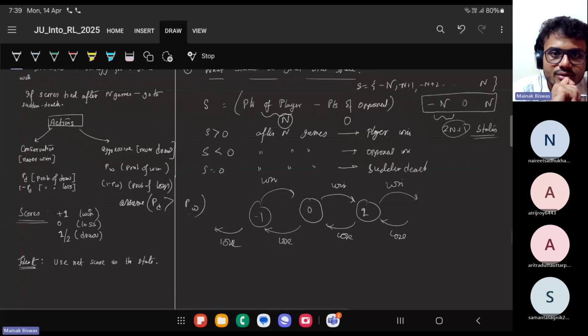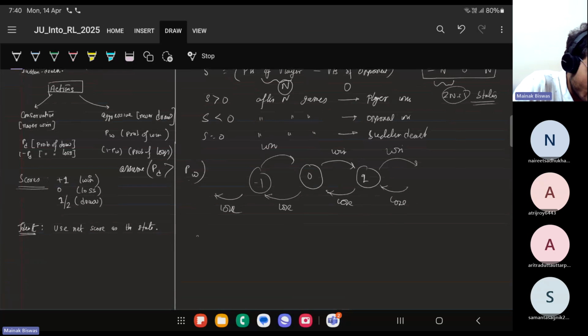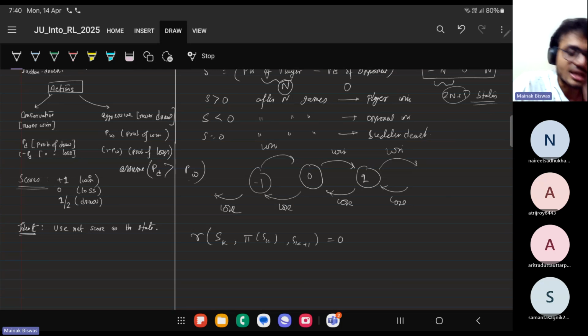If it is less, it means that the points of the player are less than the points of the opponent and you have lost. If it is 0, you go to sudden death. Okay. So now first tell me what would be the reward function. The reward, say Sk, pi of Sk, Sk plus 1. I am safely assuming it to be 0 for non-terminal states.